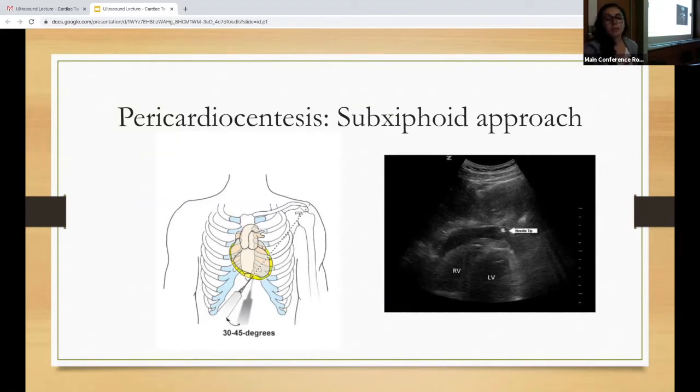In this case, the probe is placed in the subxiphoid area, angled up into the chest using the liver as a window. The needle should be inserted parallel to the probe and directed at a 45-degree angle towards the left scapular tip. The needle should appear on the screen as a hyperechoic structure and should be used to guide the advancement towards the pericardium. And as you advance the needle, you want to be aspirating every 1 to 2 millimeters until you get fluid drawn back.